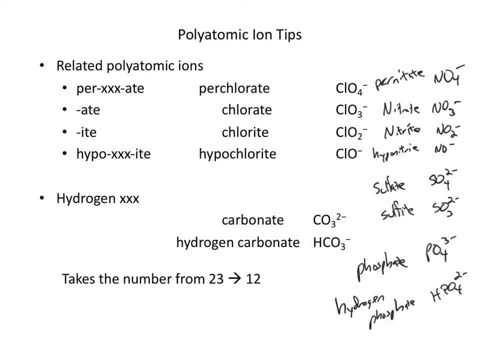And so as long as you know the -ates, and you remember these other rules about the per-ate, or the -ite, or the hypo-ite, and then what happens when we go from the polyatomic ion to the hydrogen polyatomic ion, this actually takes the number of polyatomic ions that you need to know from 23 down to 12. And so that's even a little bit more manageable. But I can't stress enough how important it is to actually get these memorized. I know professors always hate to say you've got to memorize this, you've got to know it, you've got to learn it. No, in this case, you just have to memorize these polyatomic ions. You have to know them in order to be successful in this course.